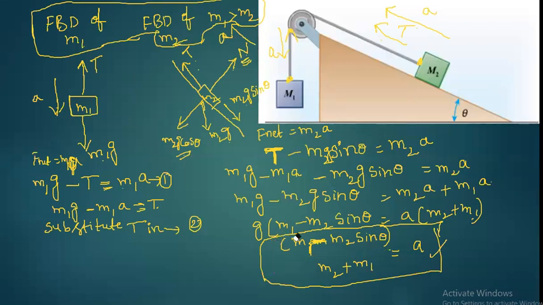Got it? Now what we are doing is, it is M1 minus M2, G into, by M1 plus M2. This is our equation. Understood? Now what we have to calculate? We already got the value of T, right? T and A we got. So we got the main values.